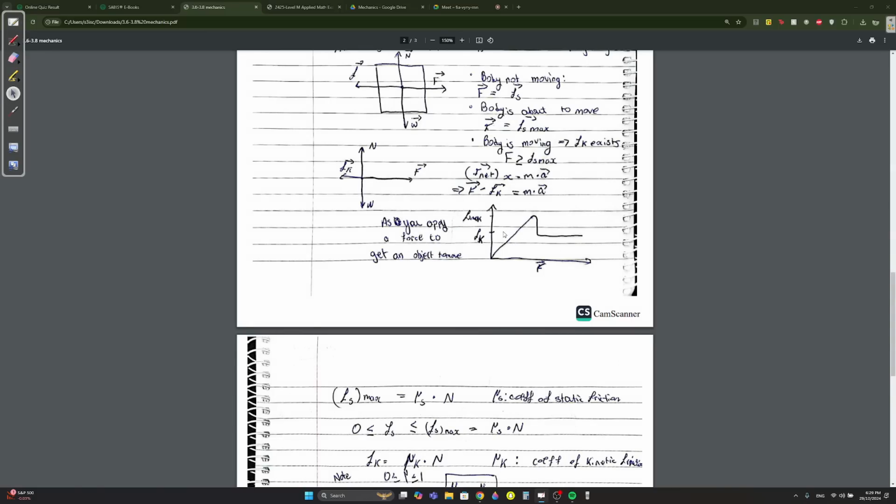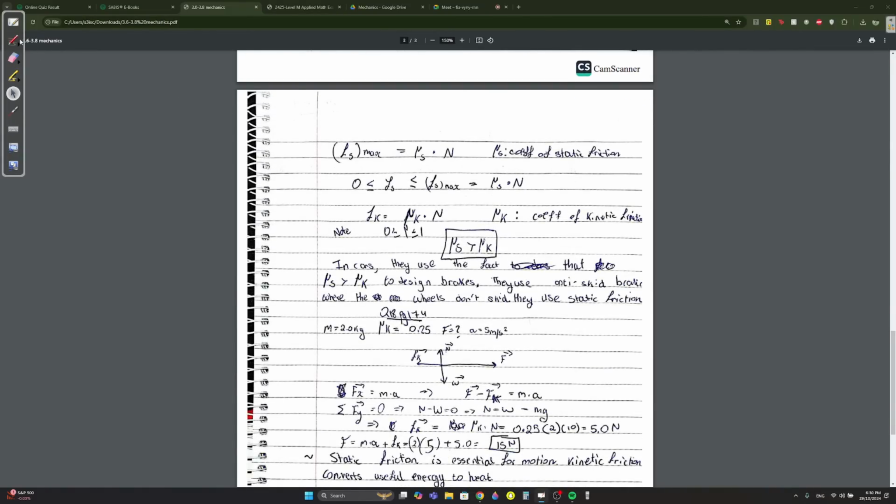Imagine you're pulling an object. There's so much friction opposing the motion until you break the barrier of friction. It snaps and the object starts moving and it reaches Fk. It goes up to Fs max, the maximum static friction, then it goes back down to Fk, kinetic friction.